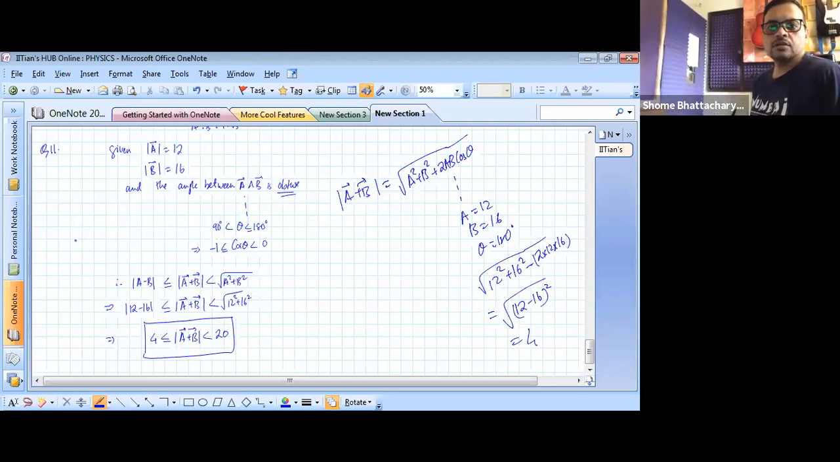Understood the point? Because if I said that okay, it can go up to -4, then 0 could also be possible, because 0 is greater than -4. But can two displacements of 12 and 16 give you a resultant of 0? They can't. That is the whole point of it.